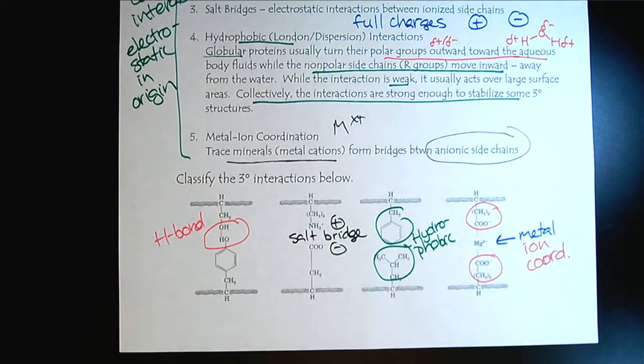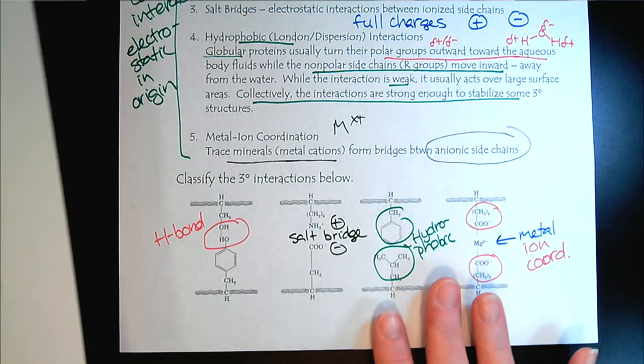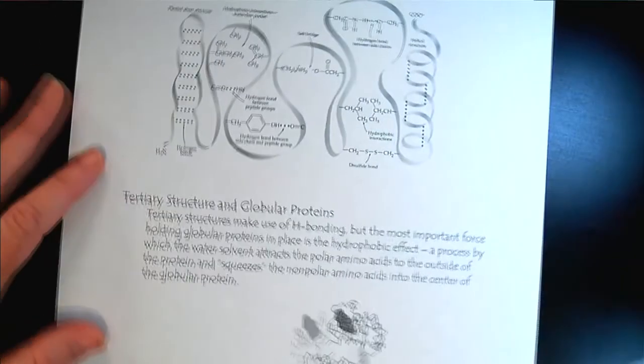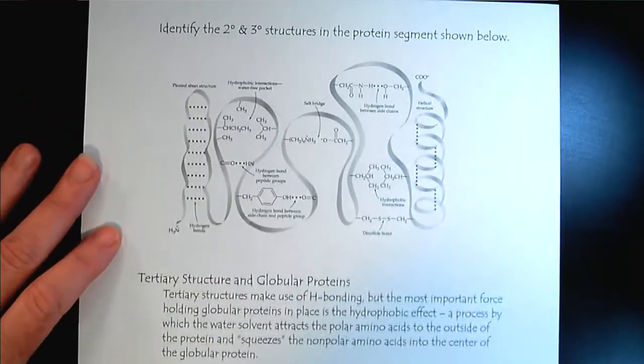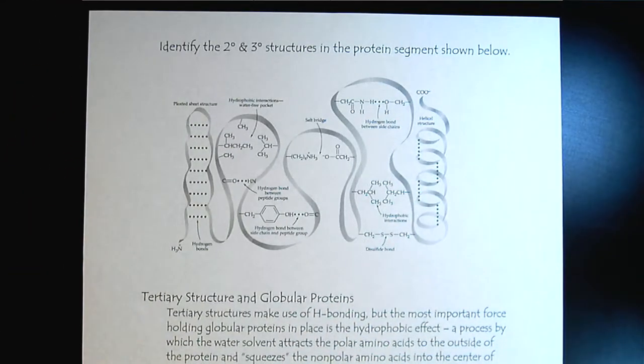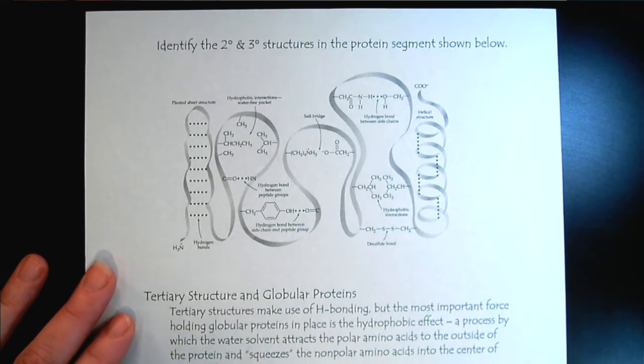Okay, so there is an overview of the 5 major forms of tertiary structure. Now let's practice this a little bit. On the next page, there is a diagram that shows a portion of a protein segment.